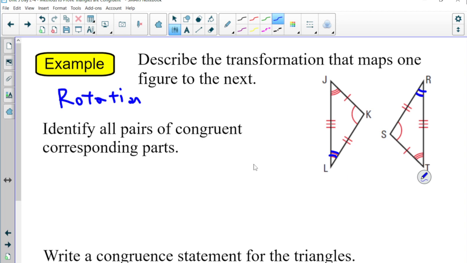All right, and that's one question I'll ask about these shapes: what kind of transformation are we looking at? Because if they're congruent, there must be some transformation going on that can bring one of the triangles to the other.